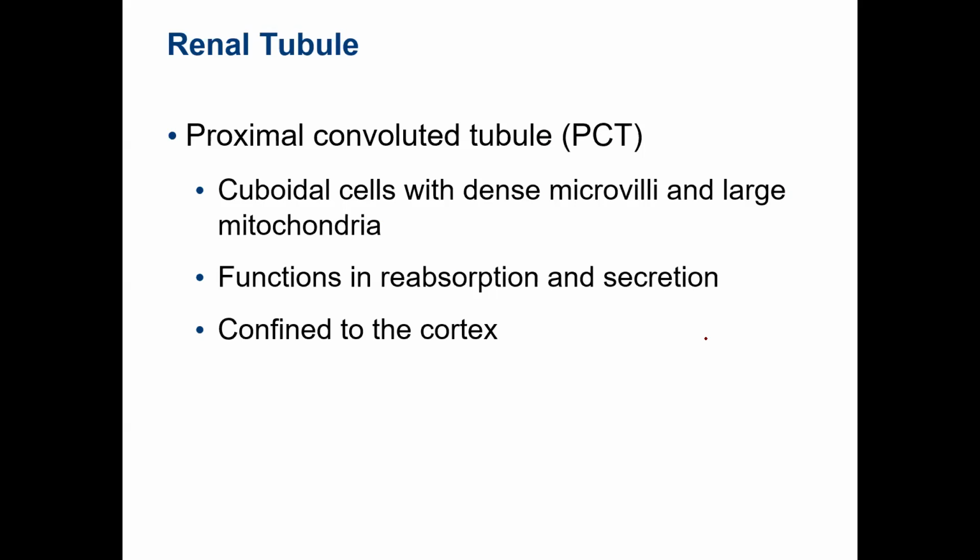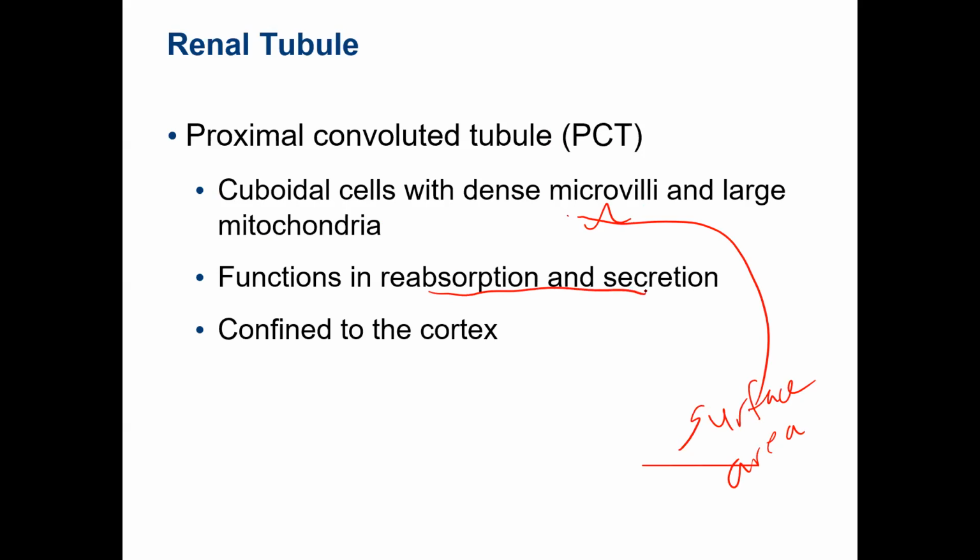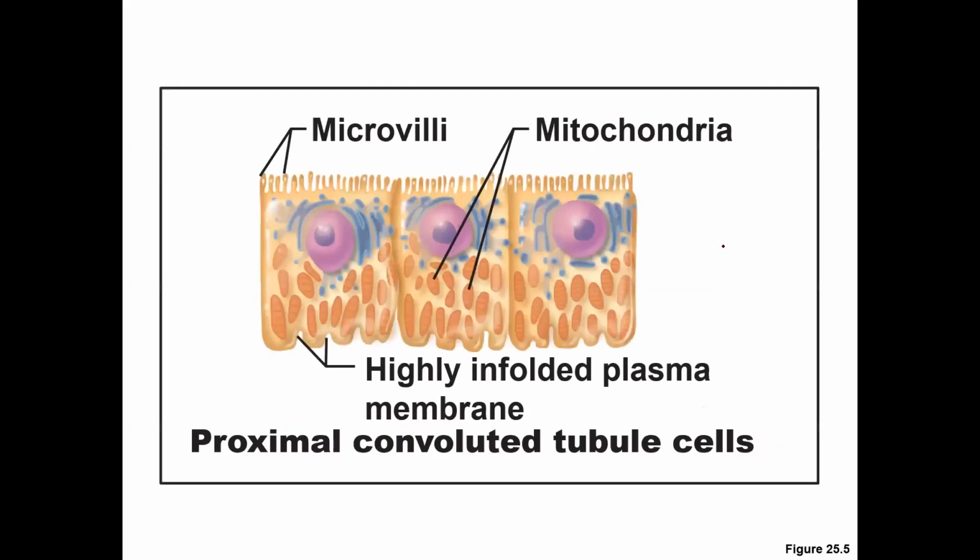The proximal convoluted tubule is made up of cells with lots of microvilli. Remember what microvilli are for? Surface area. Surface area for absorption. Lots of mitochondria. What are mitochondria for? ATP. ATP, in this case, is there to power active transport. So here we see these cells of the proximal convoluted tubule.